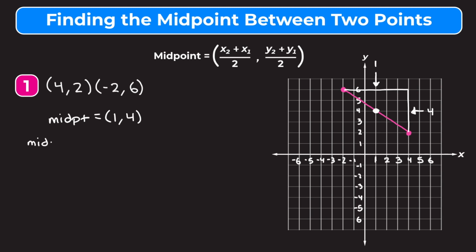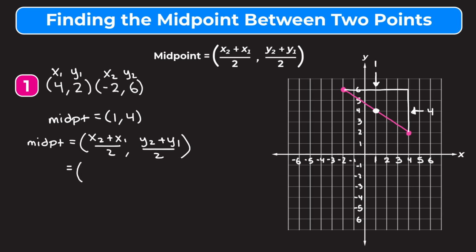And now I'm going to show you guys how we can use this formula to find it. So I'm going to write the formula. Midpoint is equal to (x2 plus x1) over 2, (y2 plus y1) over 2. And I'm going to label our given points using x1, y1, x2, and y2. So I'm going to say the first point is x1, y1, and the second point is x2, y2. And now I'm going to plug them into our equation. So instead of x2, I'm going to replace it with the x coordinate of our second point, add that to the x coordinate of our first point, put that over 2. Instead of y2, I'm going to put the y coordinate of our second point, add that to the y coordinate of our first point, and put that over 2.